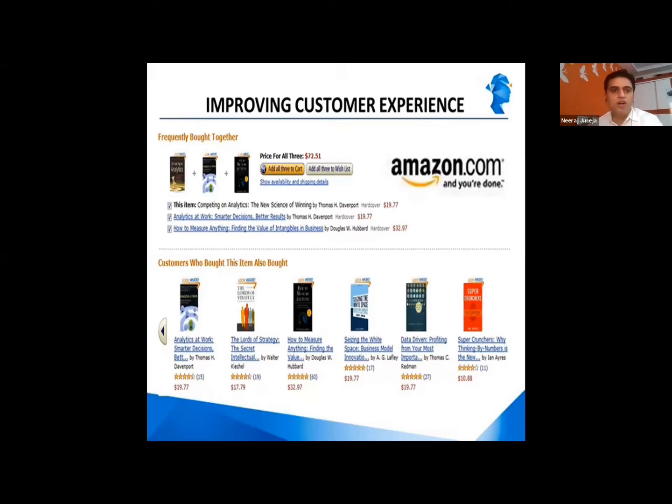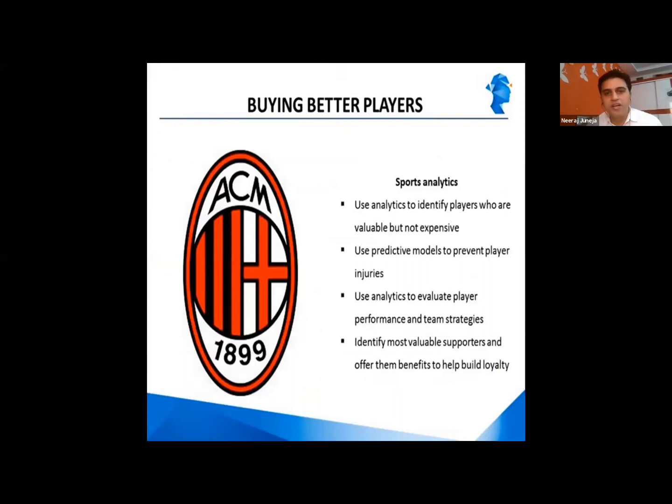Now there is one more use case, very, very important, and this I actually happen to see being used in IPL also, right? Very, very prominently used in IPL here in India. It is called sports analytics, and AC Milan, it's a football team, right?